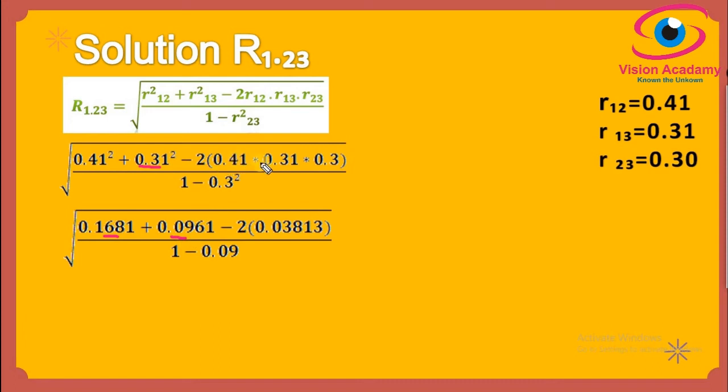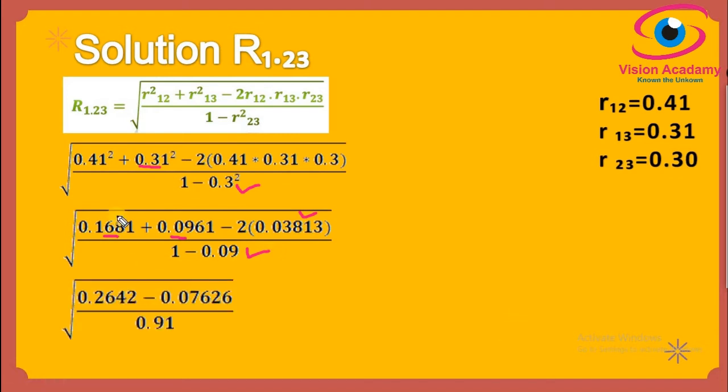So 0.41 into 0.31 into 0.3 will be 0.03813, and in the denominator 0.3 into 0.3 will be 0.09. We shall see the next step also, which is simplified again. So now 0.16 plus 0.0961 will be 0.2642, and 2 into 0.03813 will be 0.07626. 1 minus 0.09 will be 0.91, and in the next step we shall have further simplification.